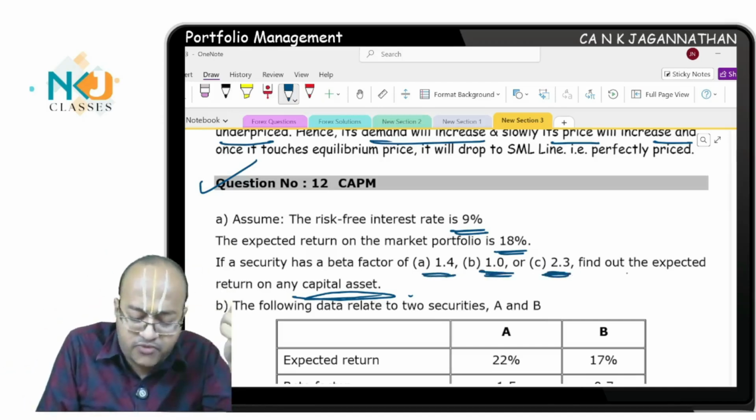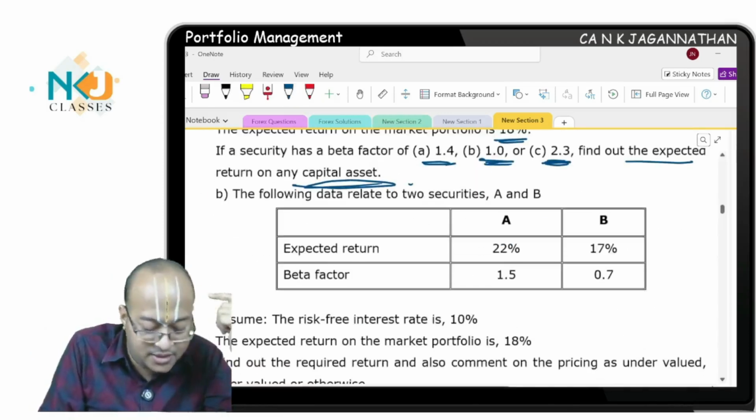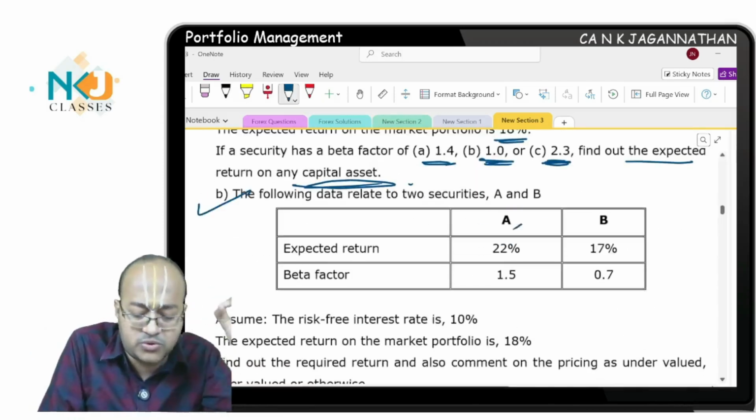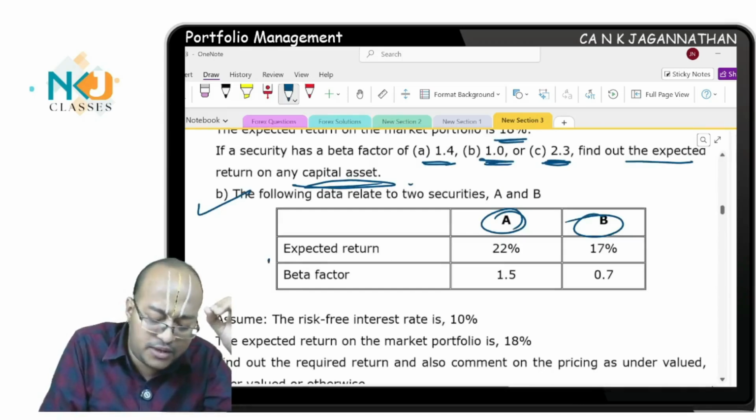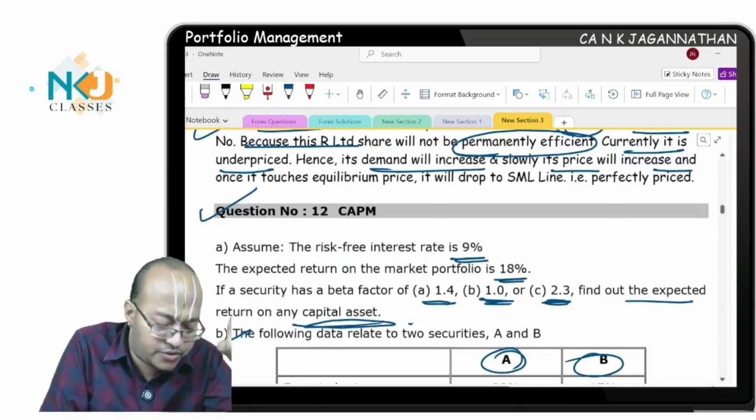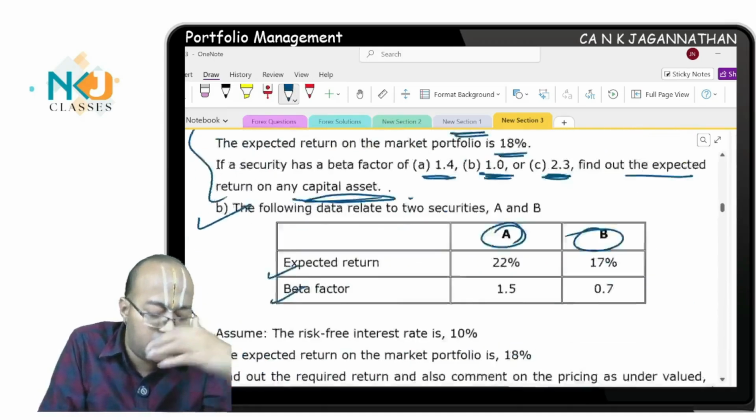Anyway, this is the question. Three betas are given. Find out the expected return on any capital asset. The following data relates to two securities A and B. Expected return given, beta factor given. This is the second portion. First portion we will try to independently answer. Then we will come back to the second portion.